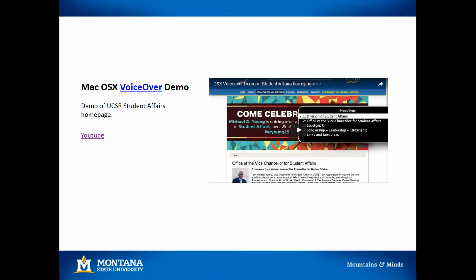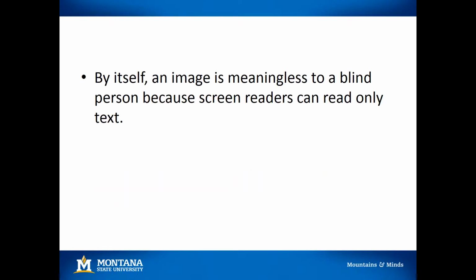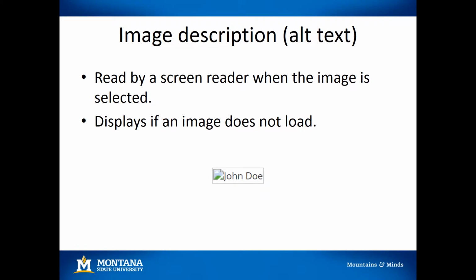So a screen reader is moving through your web page. What are some of the tips and tricks? What can you do to make your web page sound sensible to a screen reader? Let's start off with the obvious. Blind people can't see images. By itself, an image is meaningless to a blind person because screen readers can only read text. To the rescue come image descriptions, or alt text. They're read by a screen reader when the image is selected, and they're displayed if an image does not load.